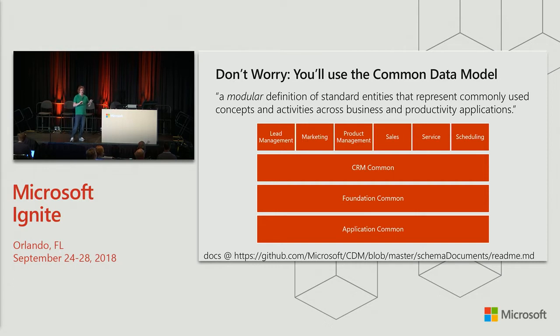And so when we think about how the Common Data Model is structured, we start at the bottom with what we call App Common or Application Common. This has the base entities that we think you're going to end up using for practically any business application that you want to create. Over the top of that, we have Foundation Common, and above that, the most commonly added set of schema is CRM Common.